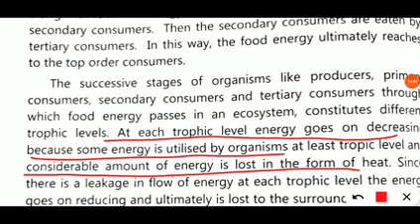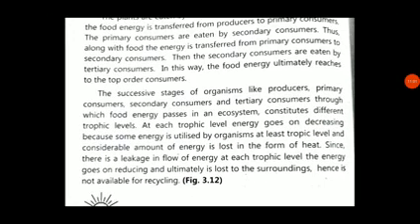Why does this energy go on decreasing? Because some energy is utilized by the organism. This energy is used for their metabolic reactions in the form of ATP. Sometimes this energy is stored in the form of fats, lipids, and some energy is lost as heat. Since there is a leakage in the flow of energy at each trophic level, the energy goes on reducing and is ultimately lost to the surroundings. Hence, it is not available for recycling.